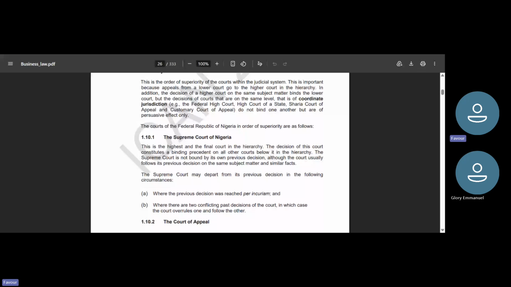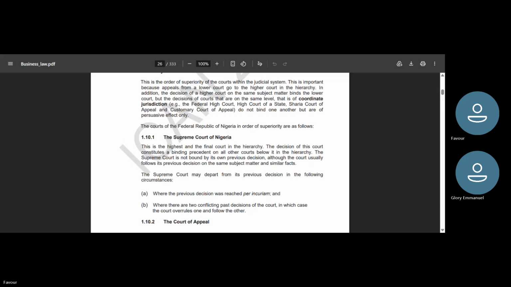So the Supreme Court may depart from its previous decision in the following circumstances: when the previous decision was reached per incuriam, and when there are two conflicting past decisions of the court. So if, for example, the Supreme Court made a decision and there is another decision, the two of them based on cases with similar facts, but then they are conflicting, the court will overrule one and follow the other. Since it's the Supreme Court, it's going to overrule one.